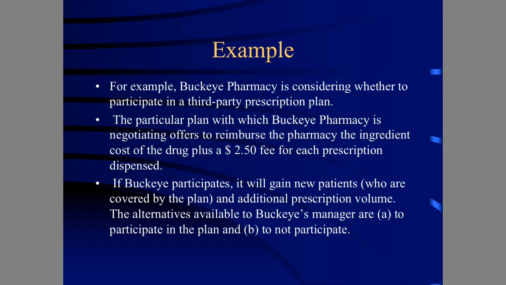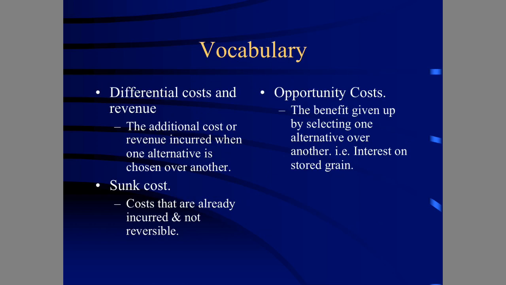If Buckeye participates, it will gain new patients who are covered by the plan, and it will have additional prescription volume. The alternatives available to Buckeye's manager are to participate in the plan or to not participate in the plan. So let's look at the differential cost and revenue. Is it the additional cost or revenue incurred when one alternative is chosen over the other? So if we take the plan, what will our cost and revenue be? And is it worth it? And what's our cost and revenue if we don't take the plan?